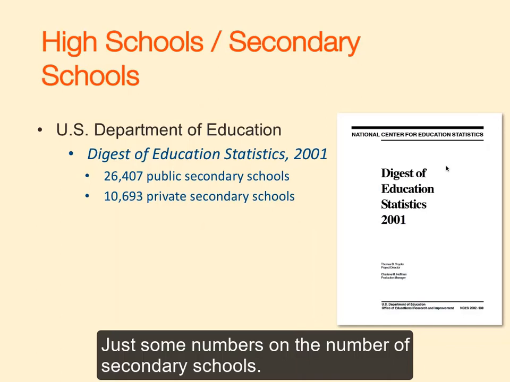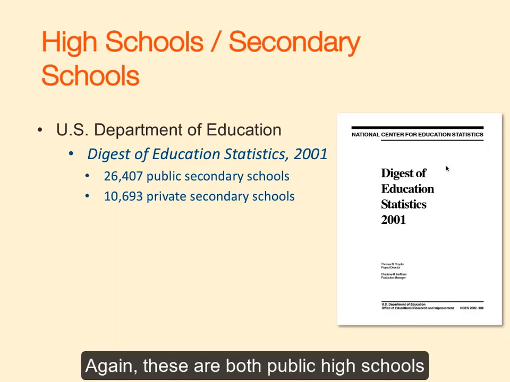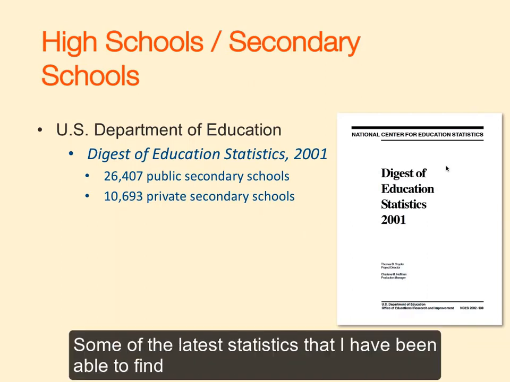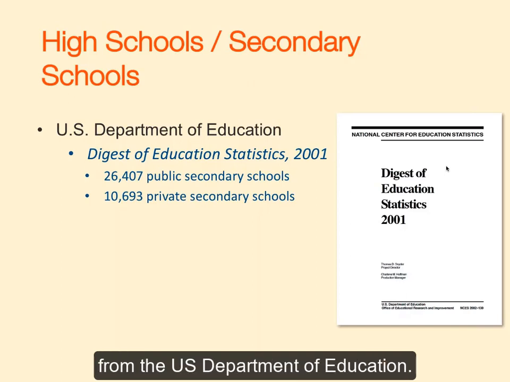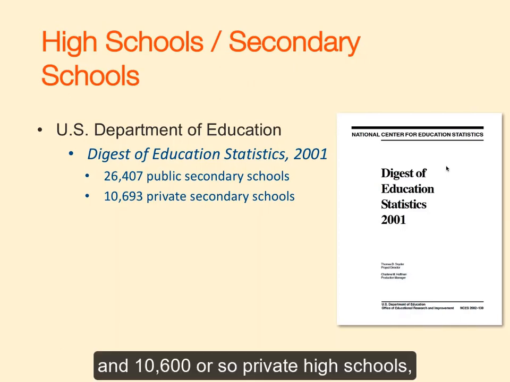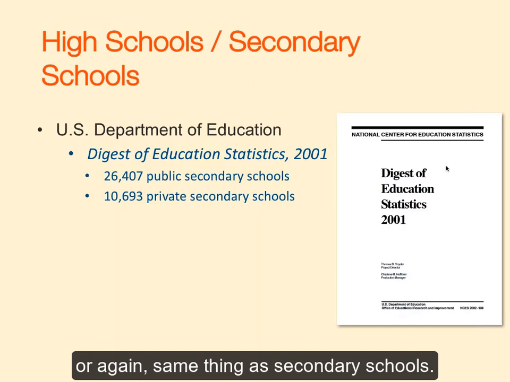Just some numbers on the number of secondary schools. Again, these are both public high schools and private high schools. Some of the latest statistics that I've been able to find are from a 2001 publication from the U.S. Department of Education. In this digest of education statistics, they show approximately 26,000 public high schools and 10,600 or so private high schools, or again, same thing as secondary schools.